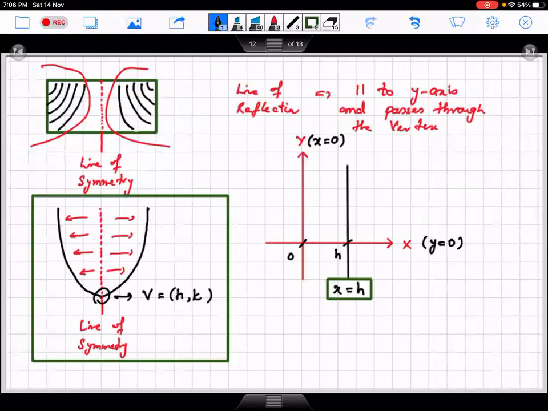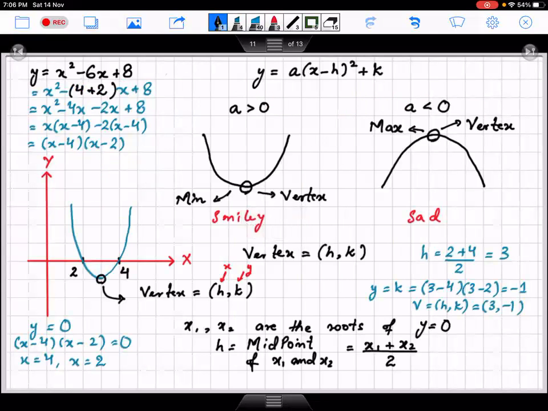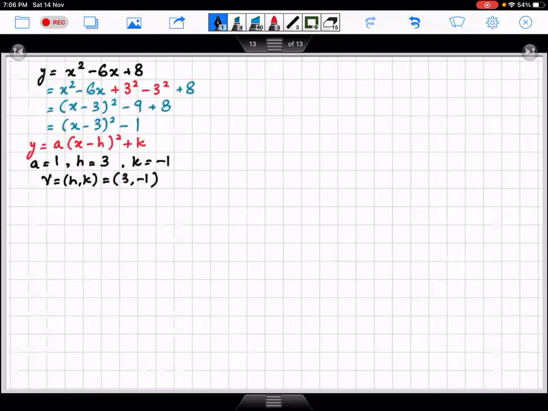Now you can compare it with the previous method. In that example we found the value of h by using the average of x1 and x2, and when we got the value of h we put it in y, and we got the value of k. So that h and k are the same as this h and k. So we basically have two methods to find the values of h and k.